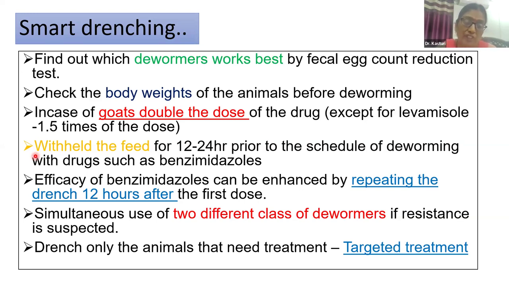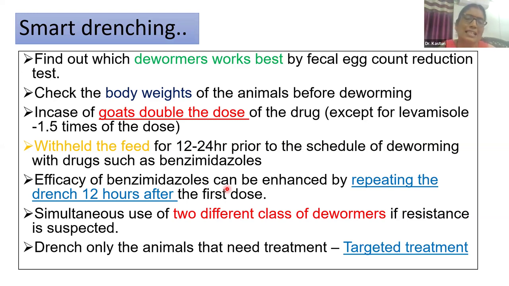And this particular feature is essential in case of drugs belonging to the class of benzimidazoles. Because in case of benzimidazoles, we have mentioned that more amount of drug should be in contact with the parasite for more time. And also, when you are deworming the farm with the benzimidazole class of drugs, the efficacy of benzimidazoles can be enhanced by repeating the oral drench 12 hours after the first dose of deworming.